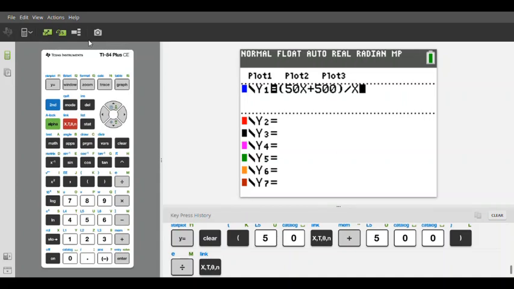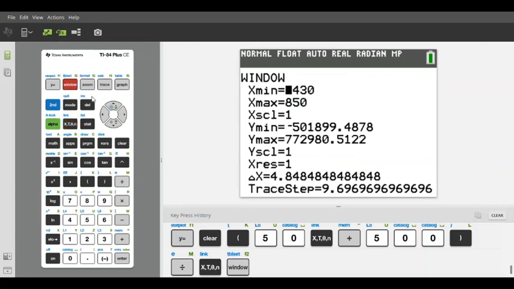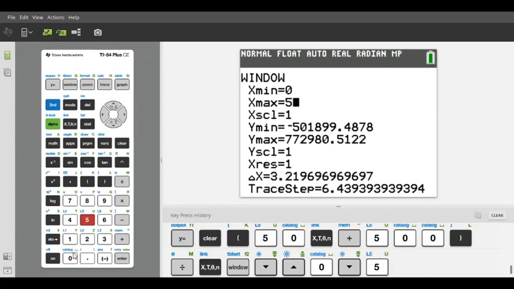Okay, so looking at the calculator here, I've already typed my function in. The important thing is to make sure whatever's in the numerator is in parentheses and then you divide by X. Otherwise, it's going to think the only thing you're dividing by X is 500. Now once you do that, it said your X needs to go from 0 to 5,000. So we'll go to our window and change X from 0 to 5,000.